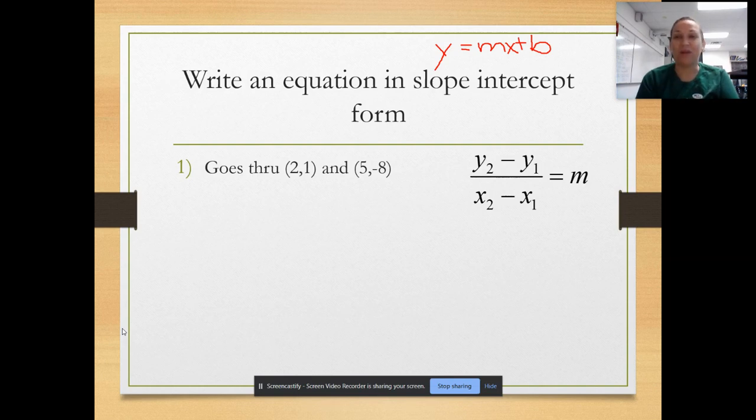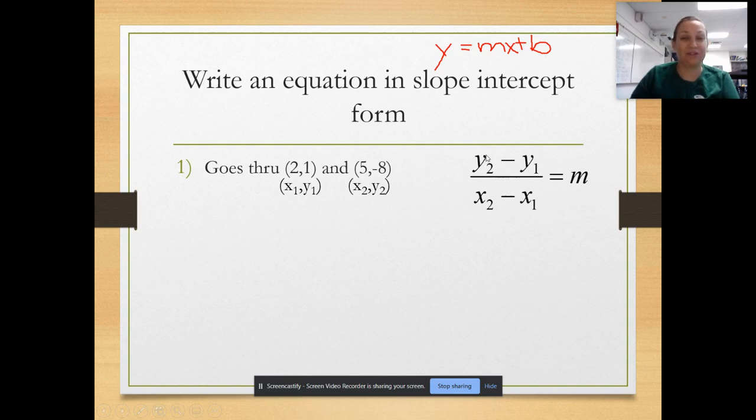In this problem, we are given 2 ordered pairs, (2, 1) and (5, negative 8). Anytime you are given 2 ordered pairs, regardless of what the directions say, your first instinct should be to use this slope formula to find the slope. Even if that's not what the directions say, our first step has to be, let's find the slope. If it helps, you can label the ordered pairs with x1, y1 and x2, y2, so that you know which numbers go in which places.